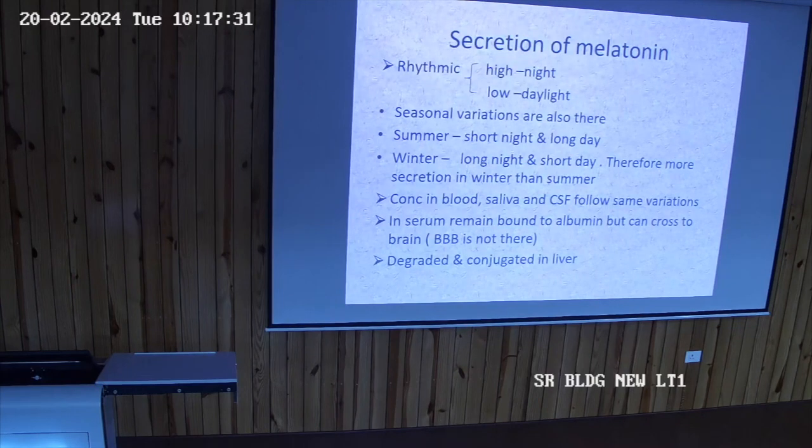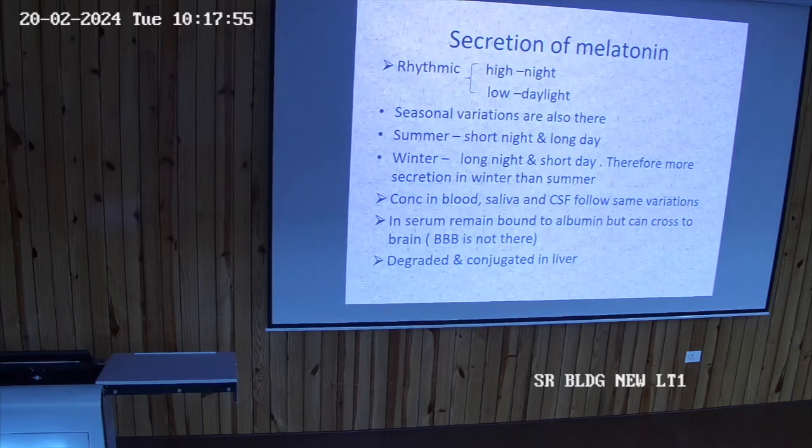Secretion of melatonin is rhythmic, high during night and low during day. Seasonal variations are also there. In case of winters, the dark period is longer compared to the daytime. So there will be seasonal variation of secretion of melatonin. Okay. Winters, long night, short day. Therefore, more secretion in winter than summer.